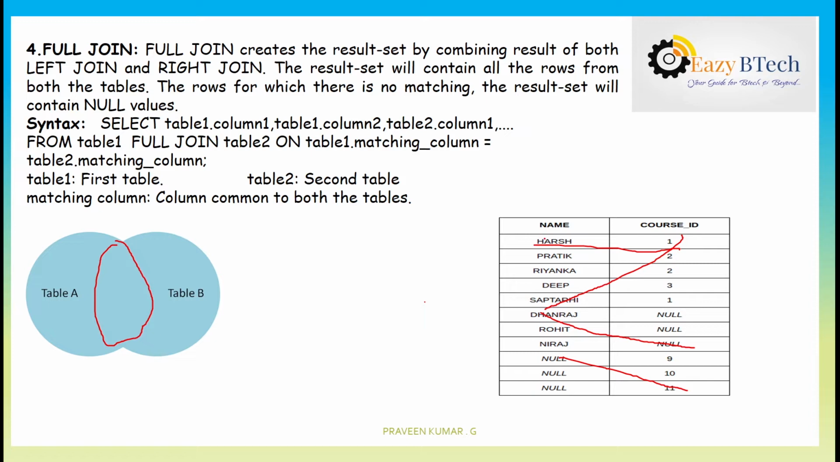First it prints the common values. What are the common values? These are the common values. Up to here these are the common.